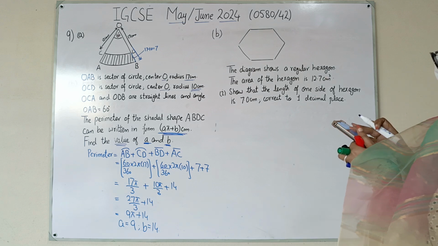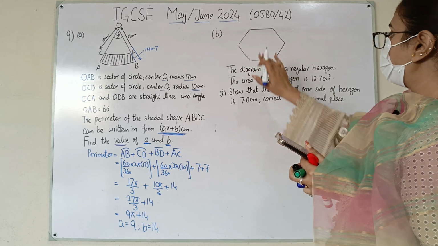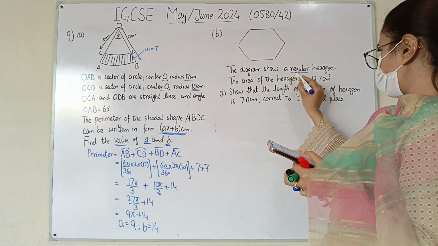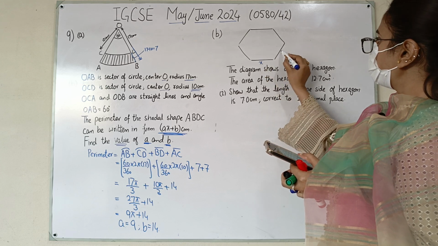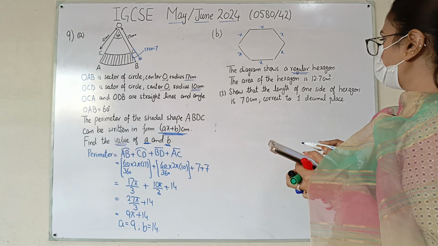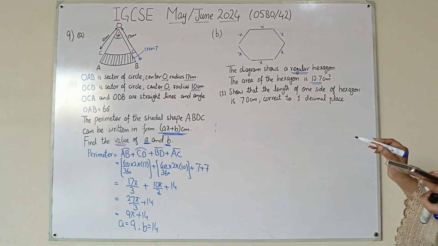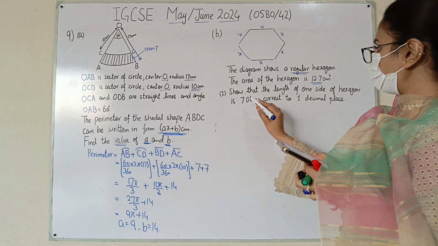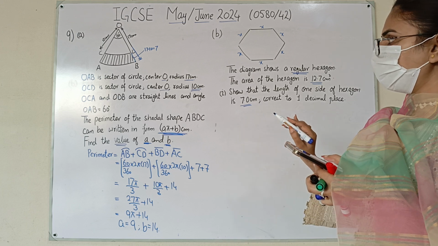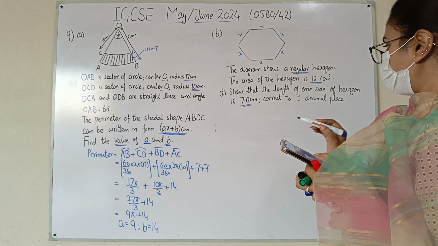That is basically a B part. In part number 1, he has given you a hexagon, six-sided figure. But what you have to focus on over here is that it is a regular hexagon. It means that if it is x, then all the sides are equal to x centimeters. The area of the hexagon is given by the examiner as 12.7 centimeter square. In part number 1, he is asking you to show that the length of one side of the hexagon is 7 centimeter. You have to find out the value of x, which is actually 7, as already given by the examiner, correct to one decimal place.